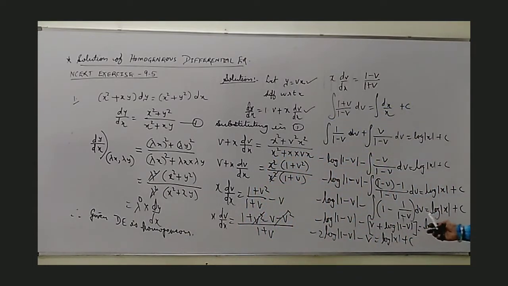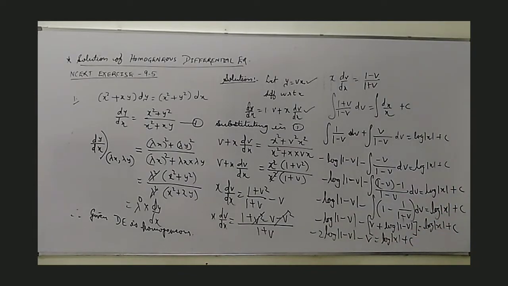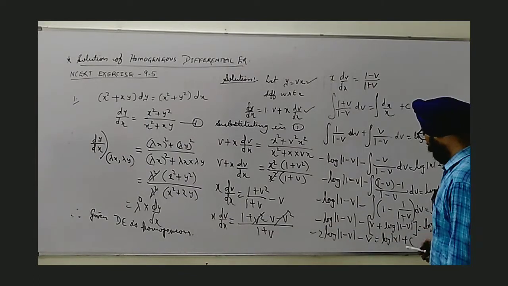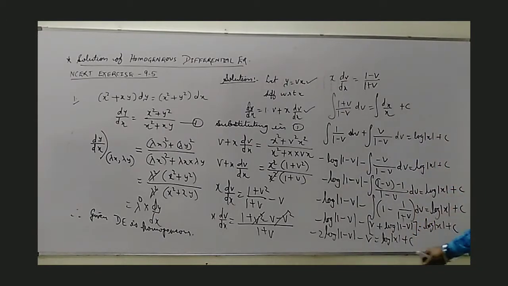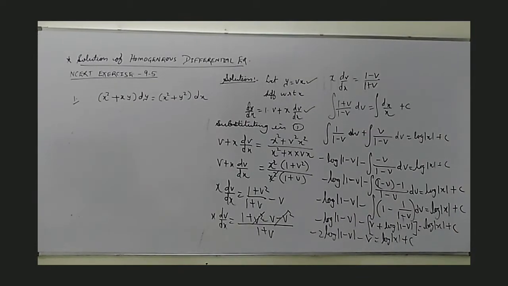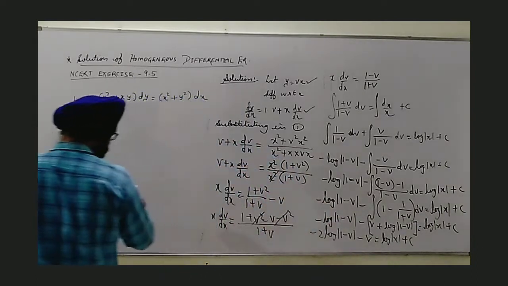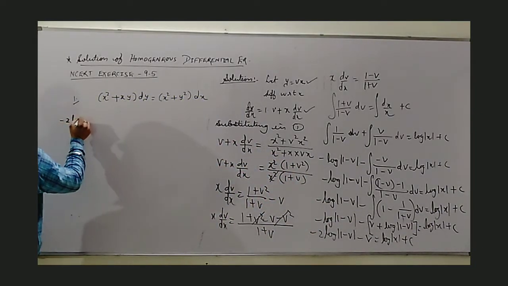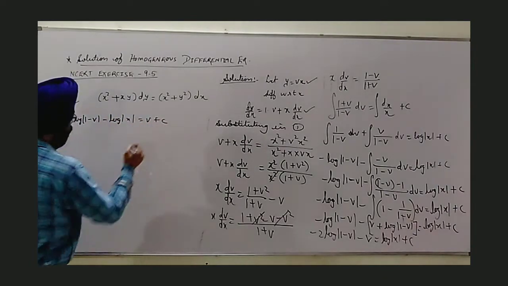Now you can see, okay, as I was expecting that we will get terms of log only, no, we are not getting that. So we will club these two in the left hand side. I will explain after this step, after the eraser. Now you see, here I will club the terms of log in the LHS and other terms in the right hand side. So we get minus twice log 1 minus v minus log mod x is equal to v plus c.